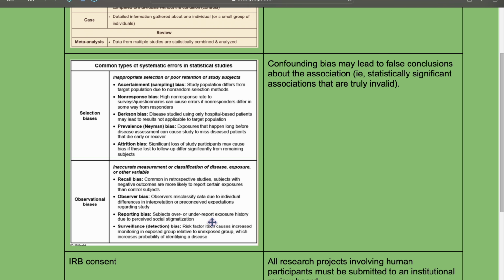So what is confounding bias? Confounding bias may lead to a false conclusion about the association. That is, a statistically significant association that is truly invalid. Okay.